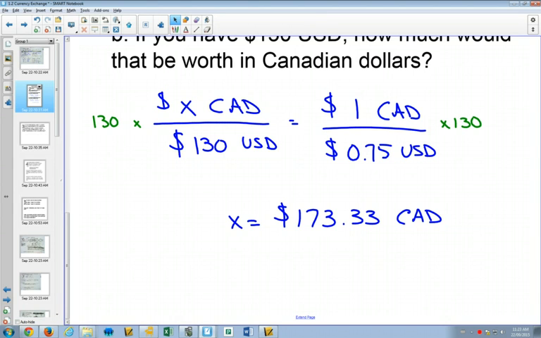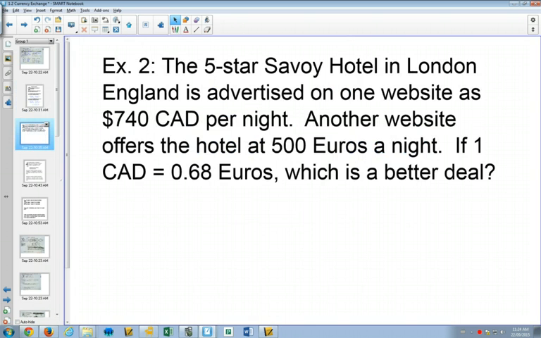Everybody ready for the second example? Okay, we're going to travel here. We're going to travel to London, and we're going to stay in the 5-star Savoy Hotel. I looked online. It's only 738 Canadian a night. Wow, 38 or 40? 740. Well, I rounded it up. It was 738 this morning. That's a little expensive.